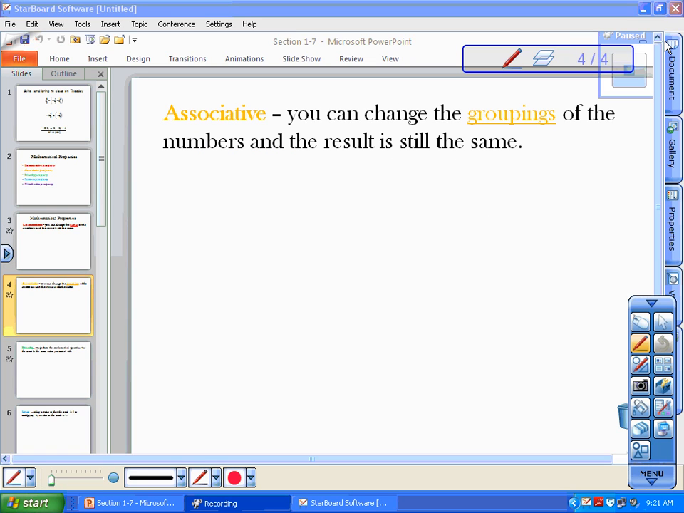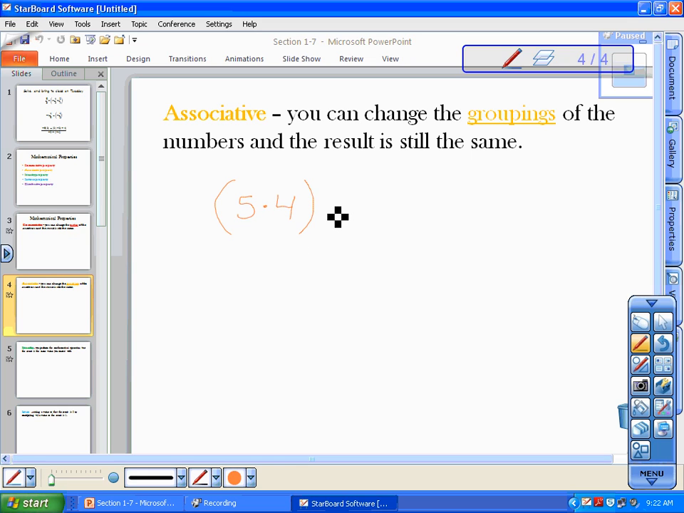Okay, property number 2 is the associative property. Associative property says you can change the groupings of the numbers and the result is still the same. Please note that associative property only works on the same two operations, addition and multiplication. Let's start with a very basic example. Let's say inside parentheses I'm being asked to multiply 5 times 4, and outside of that grouping to multiply that by 2.